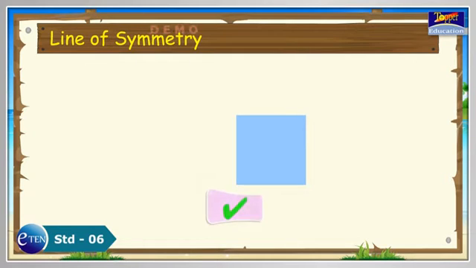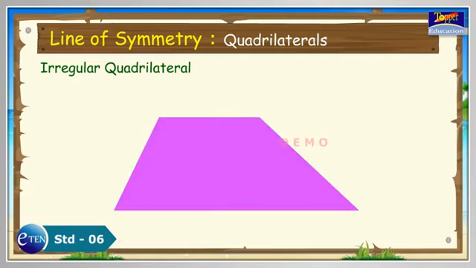The folded part sits perfectly on top. All edges match with each other. So this is a line of symmetry. For an irregular quadrilateral, there are no lines of symmetry.